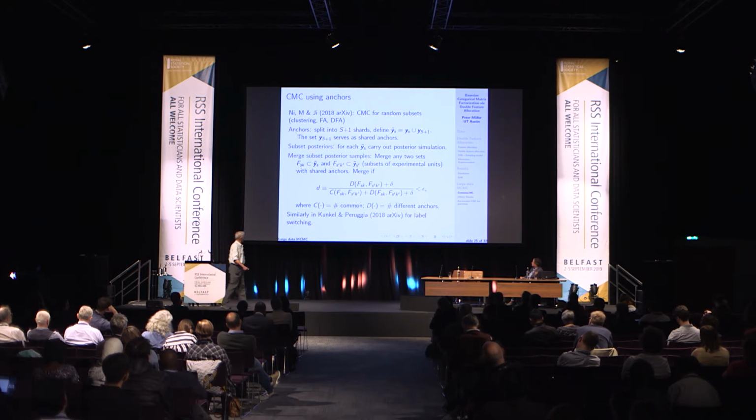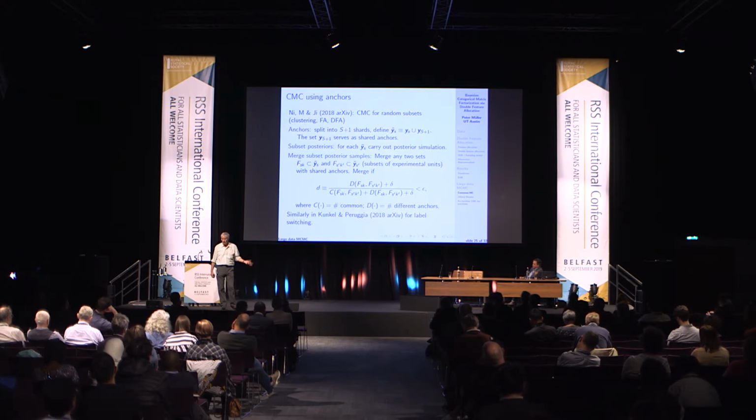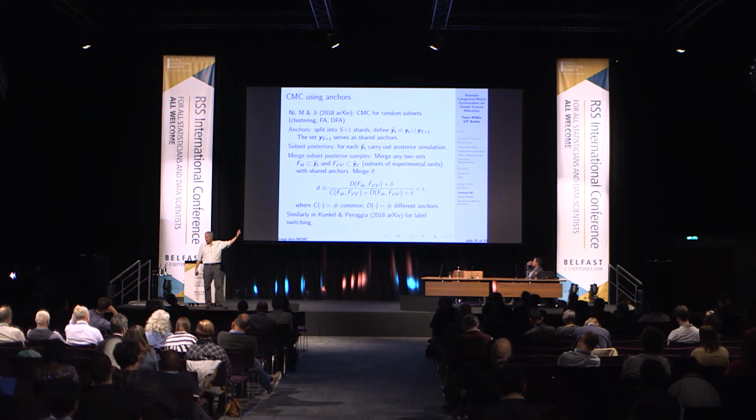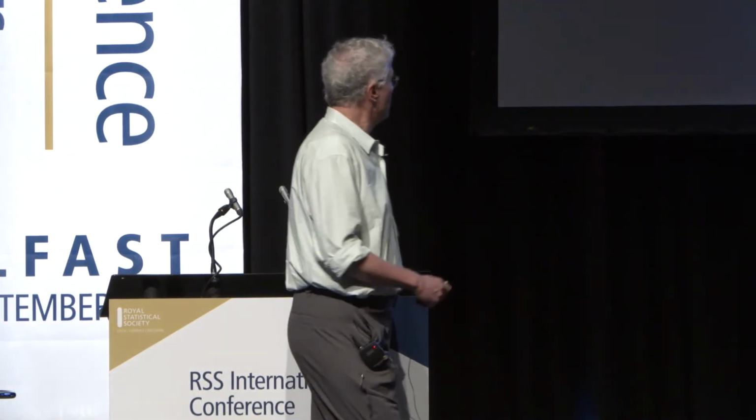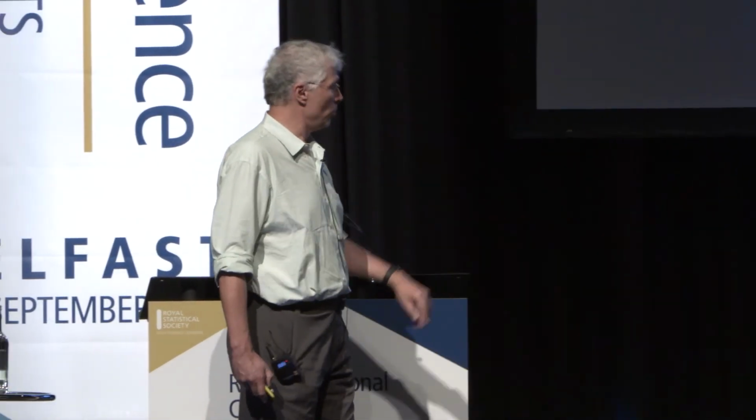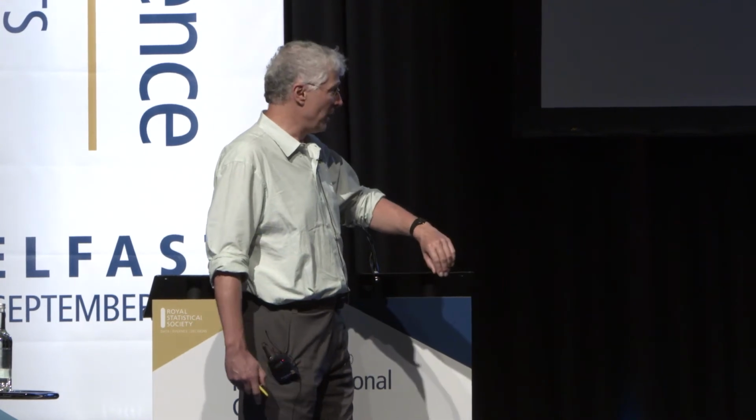It's a very ad hoc rule. In particular, do you notice that in this ad hoc rule, all we did was count the number of anchors that are shared. We are not using anything about subset-specific parameters, which you could. Like you could merge two subsets if they have similar subset-specific parameters. There were these weights in my probability model. A similar idea appears in a recent paper by Kunkel and Perugia. They use it for a totally different purpose, but that whole notion of using the anchors.